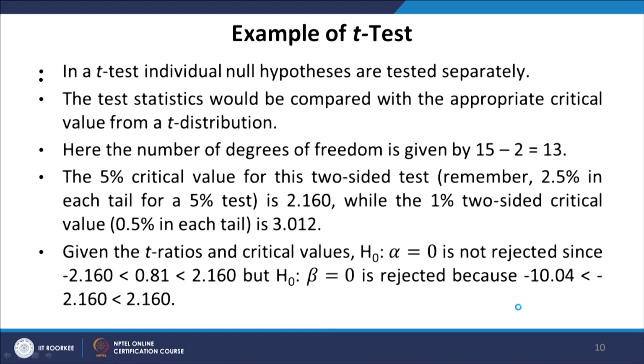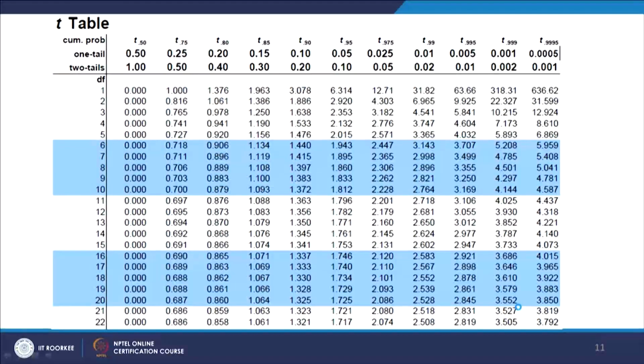In a t-test, individual null hypotheses are tested separately, as I have already mentioned. The test statistics would be compared with the appropriate critical value from a t distribution. I have a t table in the next slide. Here the number of degrees of freedom is given by 15 minus 2, that is 13, and the 5% critical value for this two-sided test is actually 2.5% in each tail. You can see from this table, this is my two tails. I have 5% significance level corresponding to 0.025 one-tail values, that is 2.5% in a particular tail, and as shown in the previous slide, my degrees of freedom is 13.